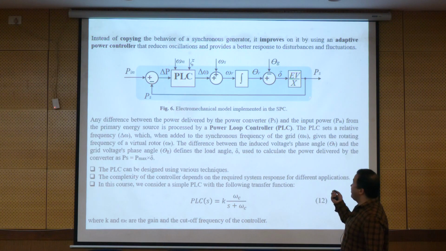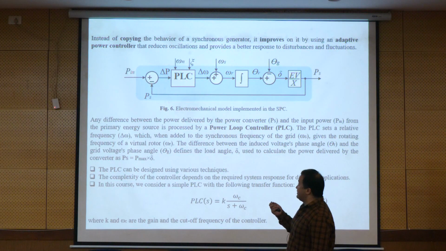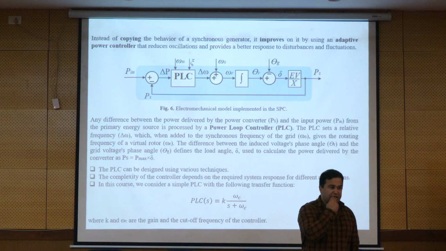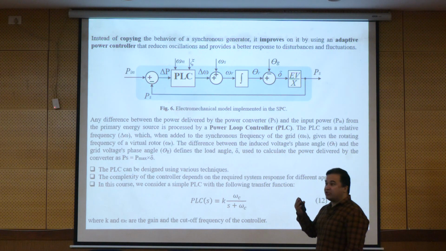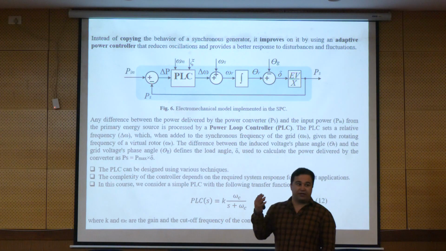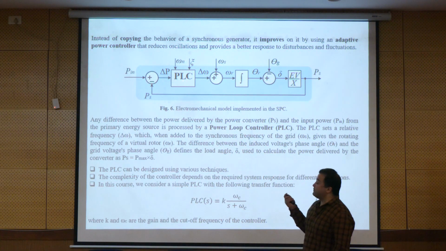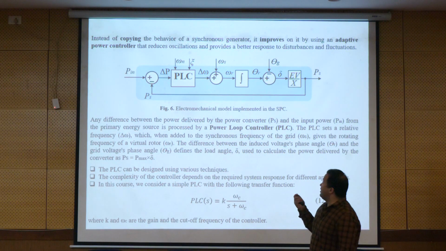So the electric power injected from the synchronous generator to the grid, and the difference from the mechanical power, gives the delta P. So these changes arise because we have changes in the active power. So it means that we have changes in frequency. So this PLL calculates this delta omega based on the delta P.